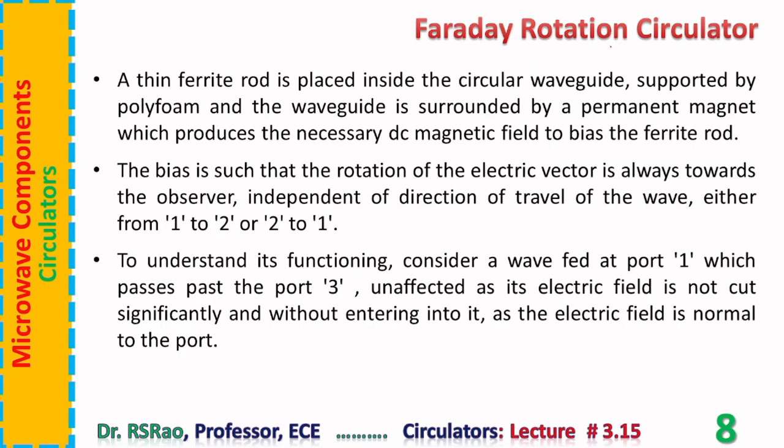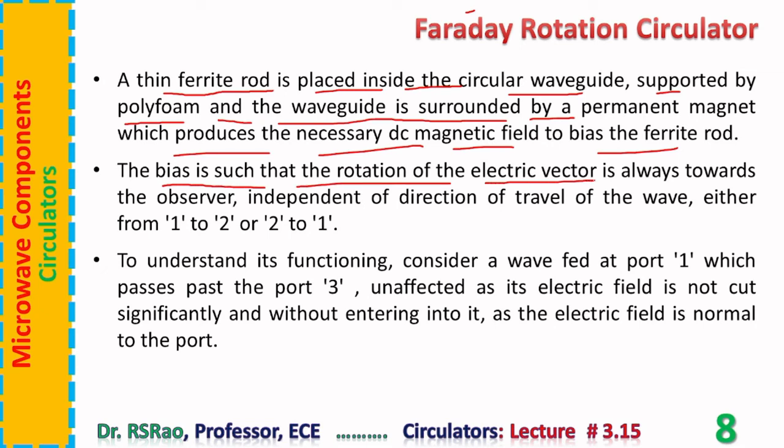Now let us have a description of the working of the device in clearer terms. A thin ferrite rod is placed inside the circular waveguide supported by polyfoam, and the waveguide is surrounded by a permanent magnet which produces the necessary DC magnetic field to bias the ferrite rod. The bias is such that the rotation of the electric vector is always towards the observer, independent of the direction of travel of the wave, either from 1 to 2 or 2 to 1.